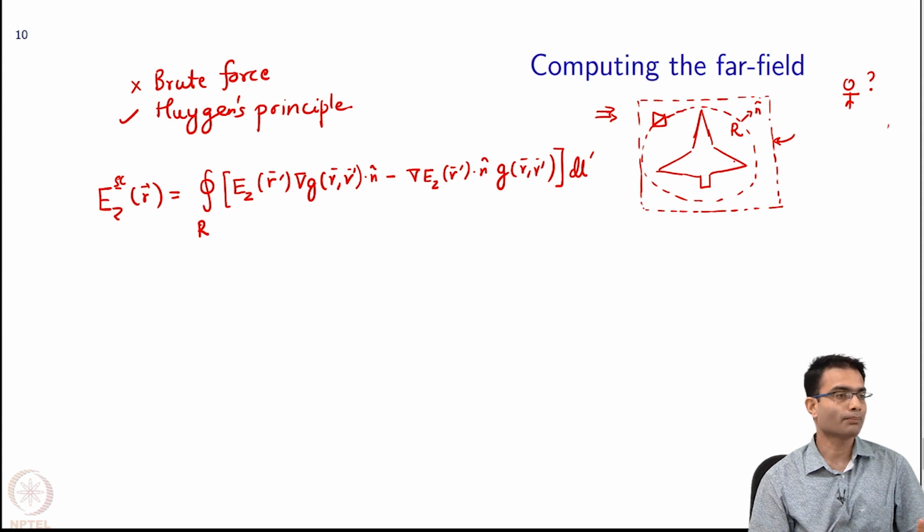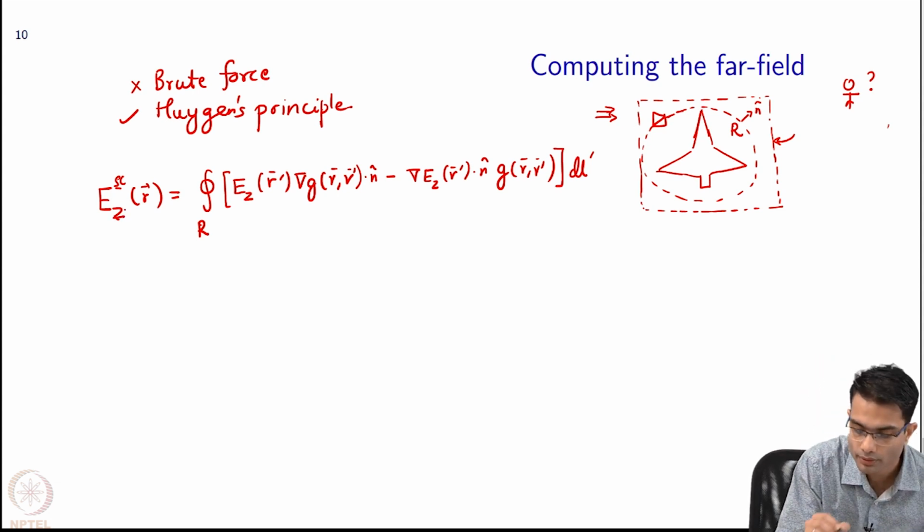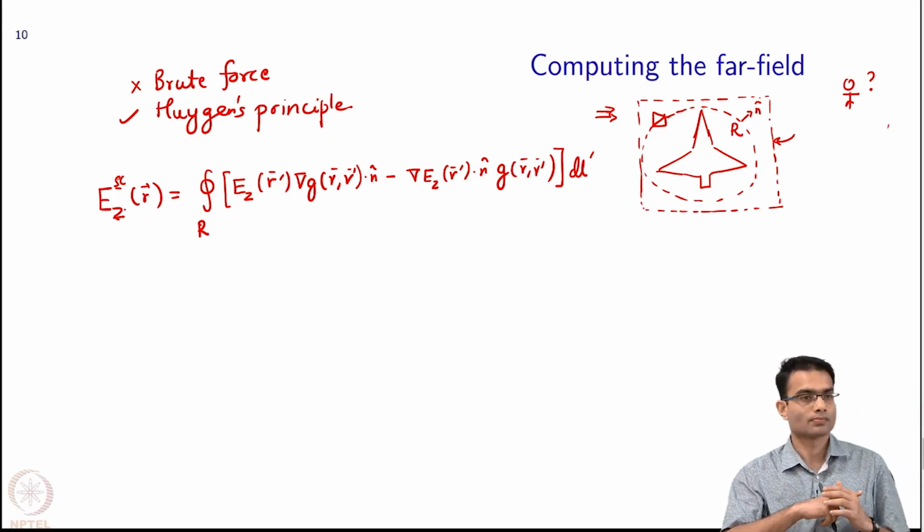We are still in the TM polarization, that is why I have written this as Ez. Okay. Do I know Green's function? That is the question.